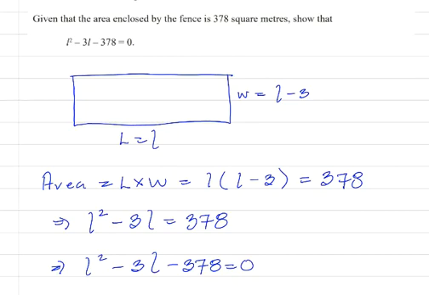That's what we're asked to do. We're asked to show that L squared minus 3L minus 378 is equal to 0, and that is what we just did.